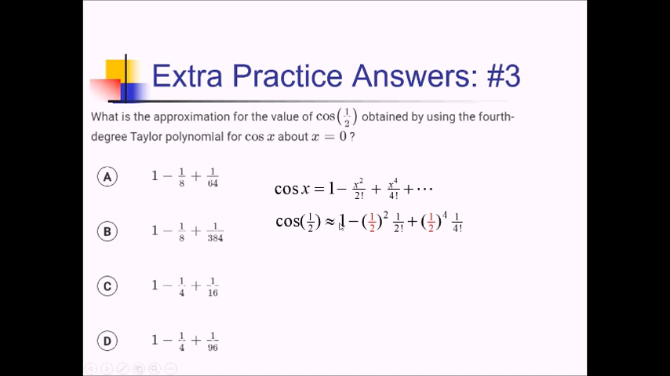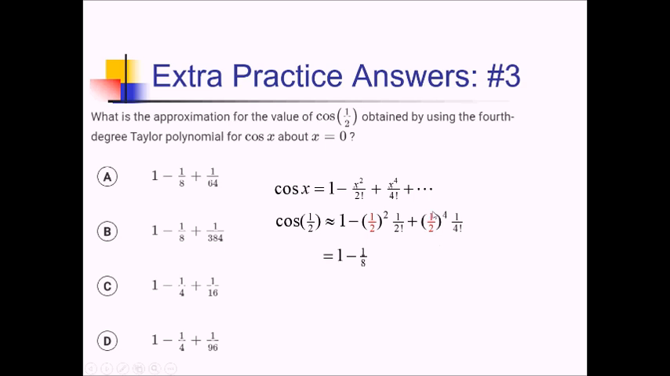So 1 is playing itself in this motion picture. And then we've got, let's see here, this is going to be minus 1/4 times 1/2. So that's going to be minus 1/8. And at this point, we've got it narrowed down to answer choices A and B. C and D, they had a 1 minus 1/4, so that can't be the answer. So it's either going to be a plus 1 over 64 or a plus 1 over 384 for that last term. Now looking at this last term, this is a little bit of a beast.